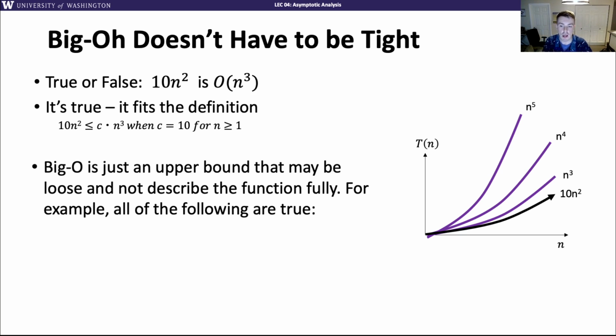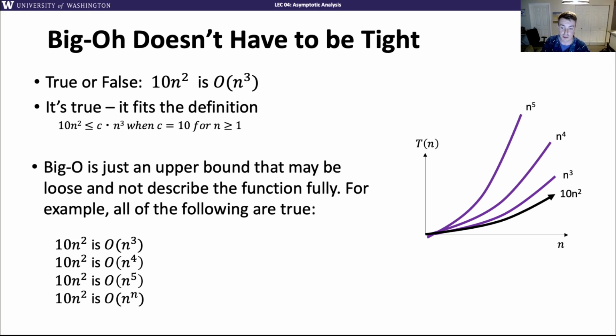So for example, all of the following statements are true. 10n squared is big O of n cubed. 10n squared is also big O of n to the fourth. 10n squared is also big O of n to the fifth, and is also big O of n to the n, and even n factorial, where n factorial is n times n minus 1 times n minus 2, etc., all the way down to 1. So big O is an upper bound. And this upper bound may or may not be useful. It might not even be close to the truth, what the true function is.